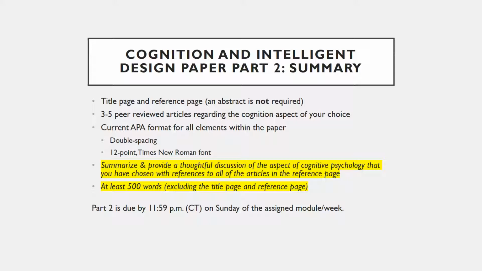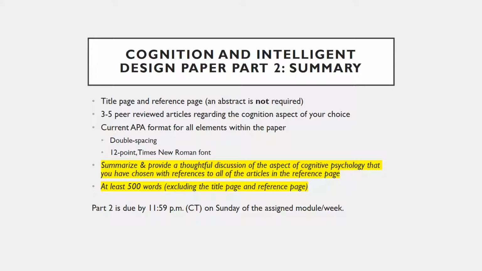Part 2 is the summary. So again, because this is a cumulative assignment, you're going to be handing in everything together. So the title page and reference page and the 3 to 5 reviewed articles that you have in that reference page, all in APA format, will be a part of your second submission. The new part you'll be providing in part 2 is highlighted here. Summarize and provide a thoughtful discussion of the aspect of cognitive psychology that you have chosen with references to all of the articles in the reference page.